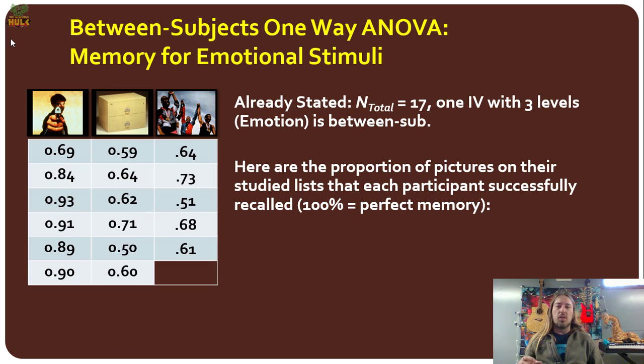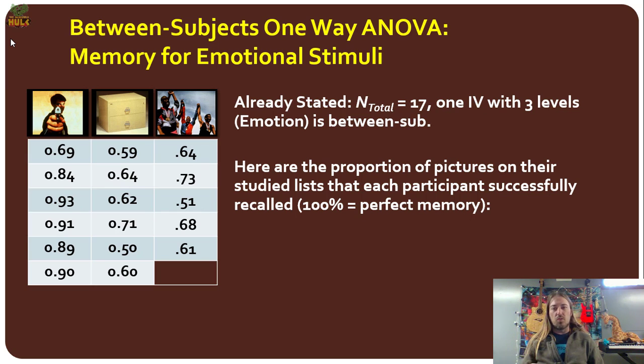So we see that for the negative images, pictures like people with guns and harassment or animal abuse, recall ranged from about 0.69 for that top value. Looking down the column, it looks like 0.93. So 69% of them recalled, 93% of them recalled. Neutral images range from about 50% recalled up to 71% recalled. And then positive range again from 51% up to 73%, right? So those are our data.